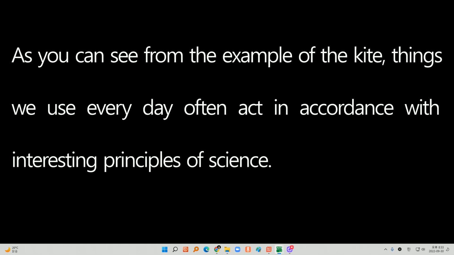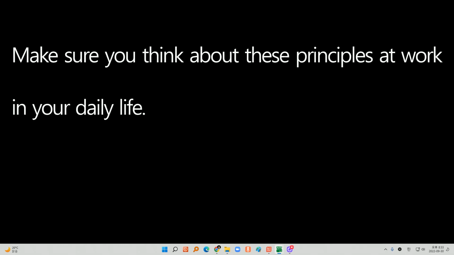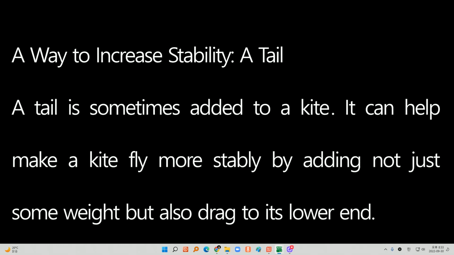As you can see from the example of the kite, things we use every day often act in accordance with interesting principles of science. Make sure you think about these principles at work in your daily life. A way to increase stability. A tail. A tail is sometimes added to a kite.